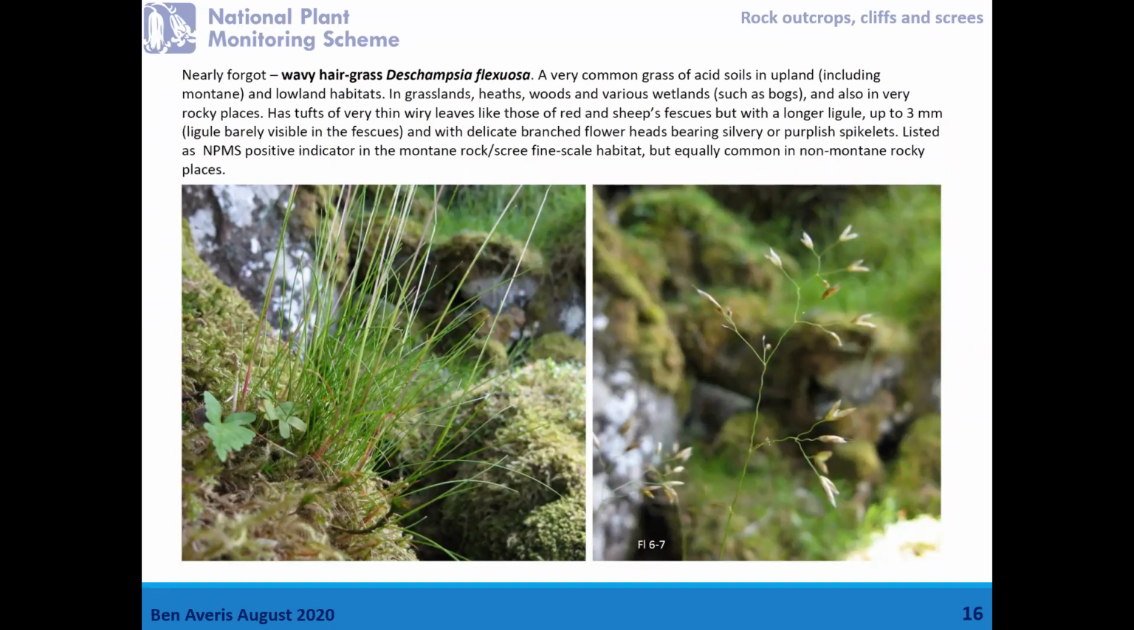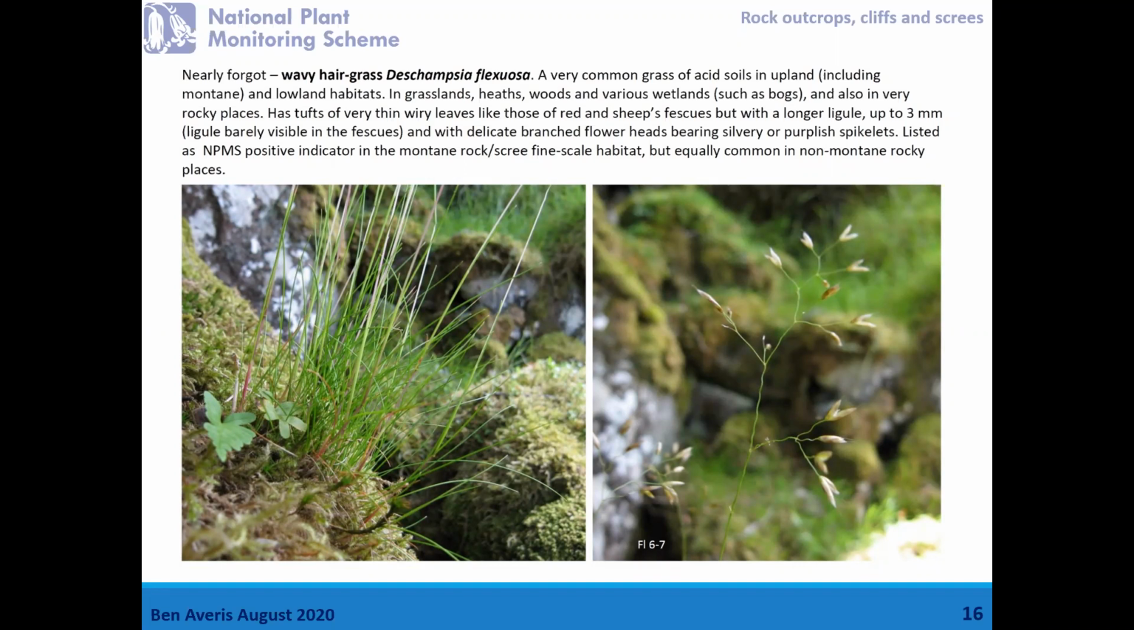So it's a really, really common grass on all kinds of acid soils, in heaths, in grasslands, in woods. So it's not surprising to find it among rocks. It's among rocks in that photograph there. That was rocks in woodland, really.